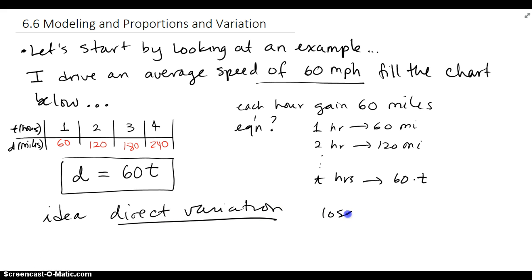And loosely speaking, it basically says as t goes up, the distance goes up also, but we have to be specific and define exactly how it is that d goes up when t goes up. Notice every time t goes up by 1 hour, d goes up by exactly 60 miles.